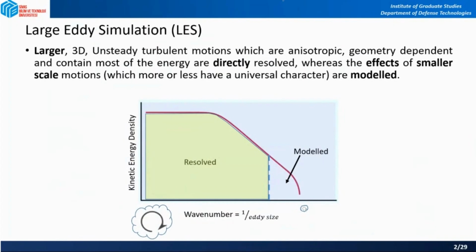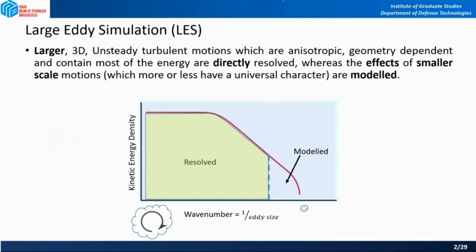So we might say that we have larger three-dimensional unsteady turbulent motions which are anisotropic, geometry dependent, and contain most of the energy. These will be directly resolved, whereas the effects of smaller scale motions, which more or less have a universal character, are modeled.